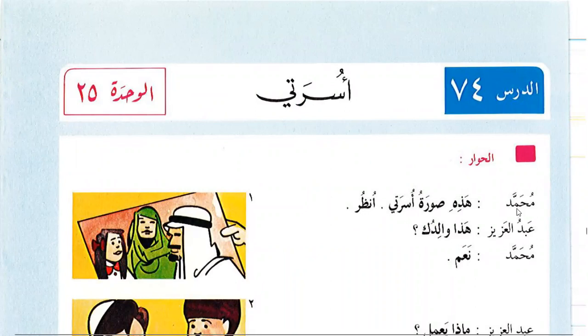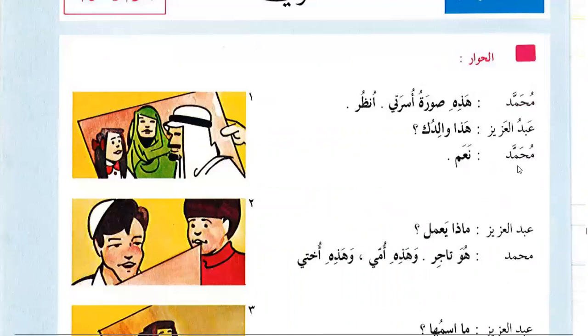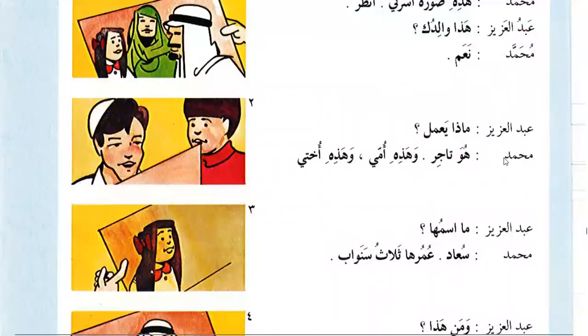Al-Hewan dialogue. Muhammad: Hazihi suratu usrati. This is my family picture. This is the picture of my family. Unzur, look. Abdulaziz: Haza waliduka. This is your father. Muhammad: Naam, yes. So here we have a hidden letter which is A. Ahaza waliduka, is this your father? He replied, Naam, yes. Maza yamal, what does he do? Muhammad: Huwa tajir, he is a merchant.